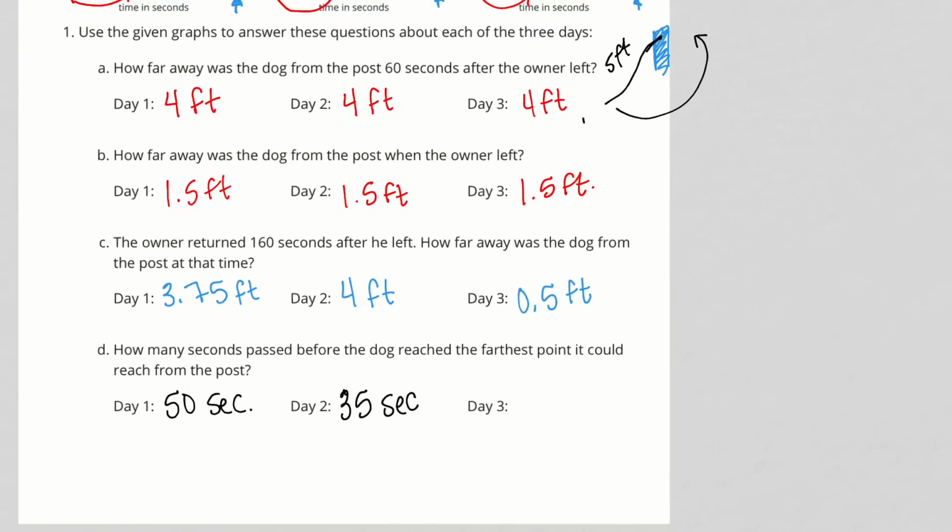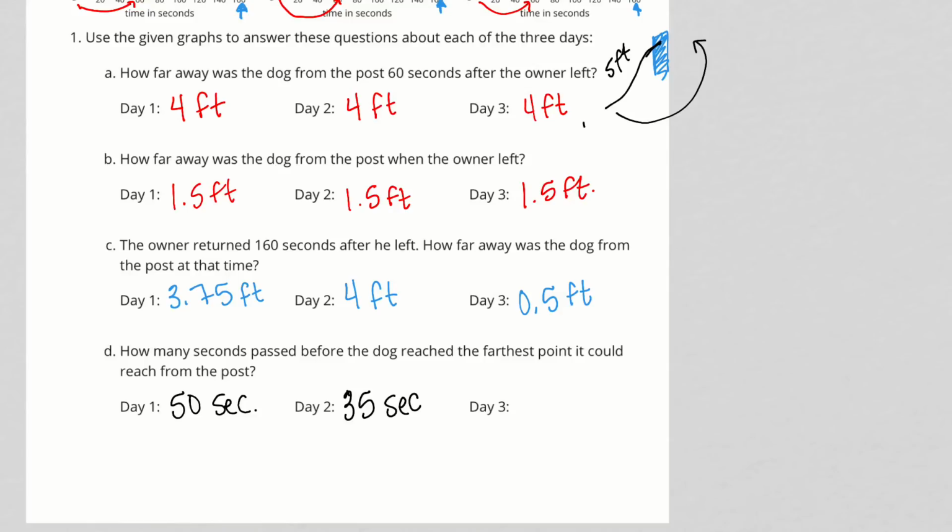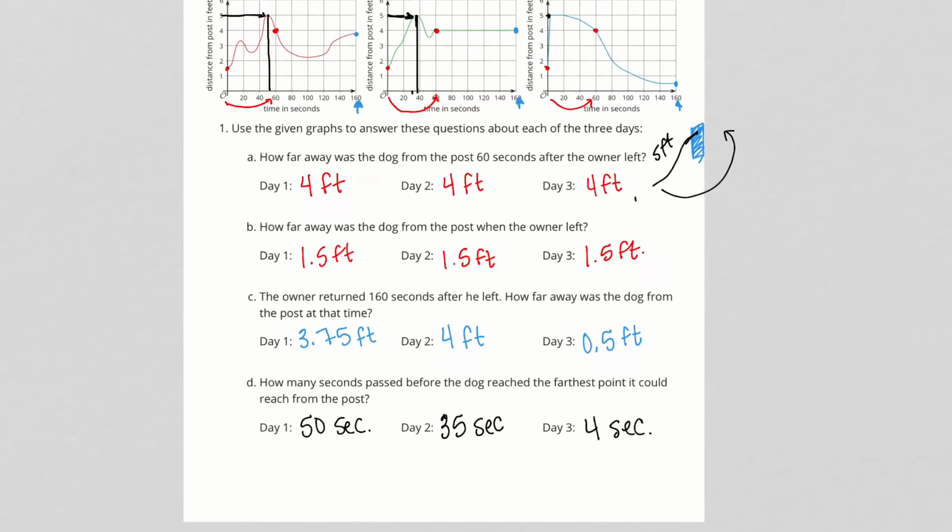For day 3, 4 seconds. Let's say 4 seconds. All right, let's go ahead and go to the next page.